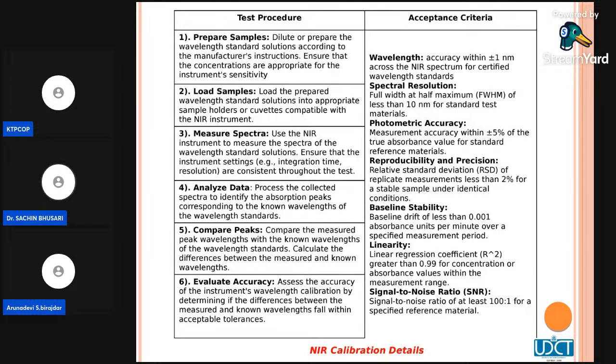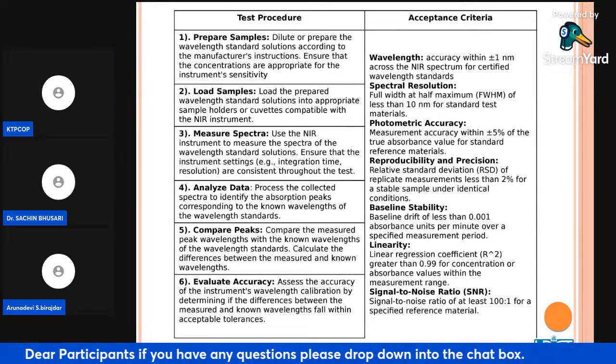So if you talk about the first part, near IR calibration. If you are using near IR as a PAT tool, one must know how to calibrate the near IR before using. And see, in pharmaceuticals, whatever equipment we use, we need a regular calibration of that equipment and performance checks. Yearly, one has to have a calibration. So these test process protocols I have specifically written for the students who are actively involved in this session. So you can prepare samples, load the samples, measure the spectra, analyze the data, compare the peaks, and evaluate accuracy. While I'm explaining the acceptance criteria, you can read the test procedures also.